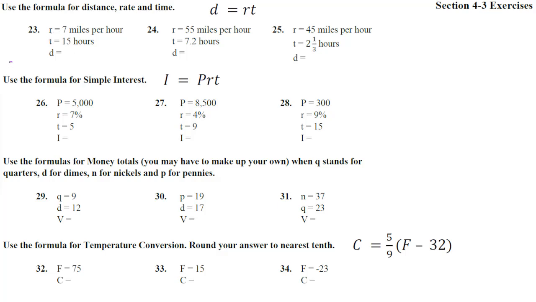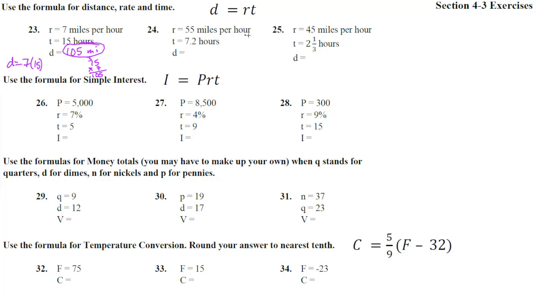So here we have that D is going to equal R. The R is a 7 and the T is 15. So we're going to take 7 times 15 and that will tell us what D is. 15 times 7: 5, 3, 7 times 1 is 7 plus 3 is 10. So it's 105. And in this case, miles per hour, we traveled 105 miles, 7 miles per hour for 15 hours. Good.